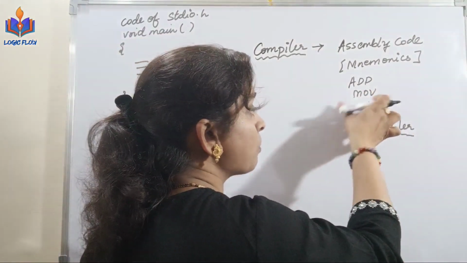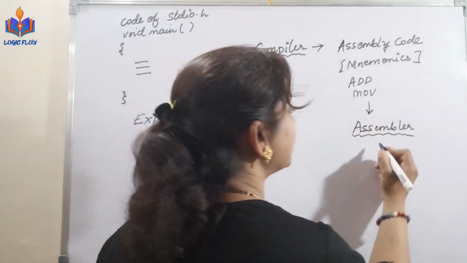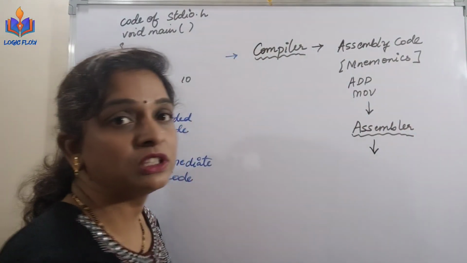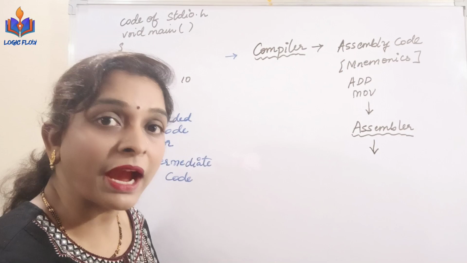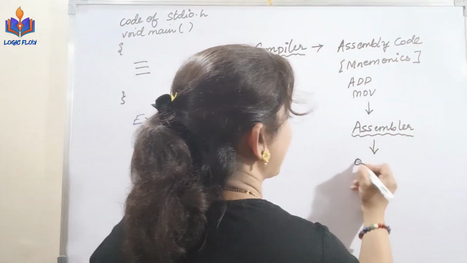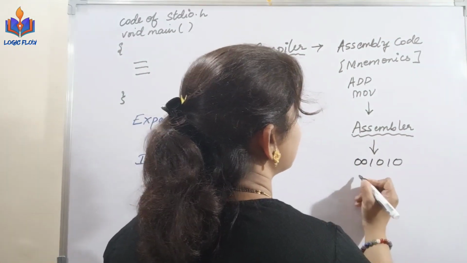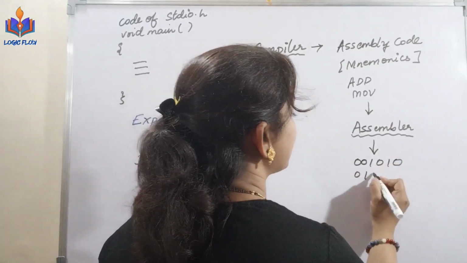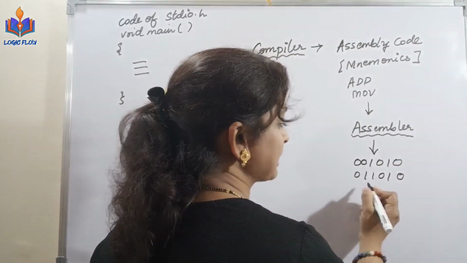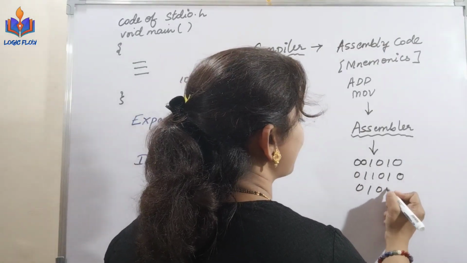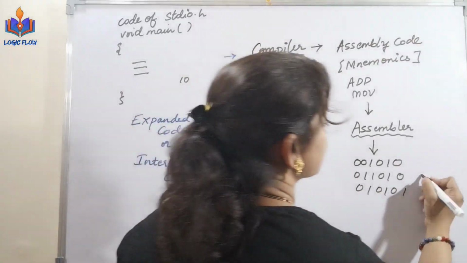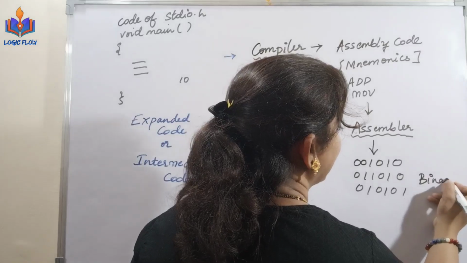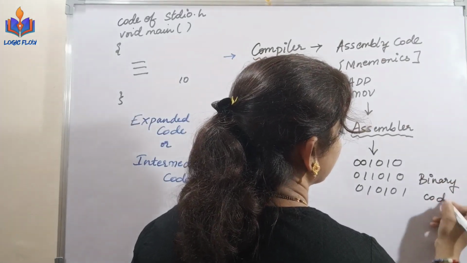So we give these mnemonic codes to the assembler, the translator, which gives you the output in binary codes, zeros and ones, something like this. So my output of this assembly code will be something like this, not exactly, in the sequence of binary codes. So here we have the binary codes.